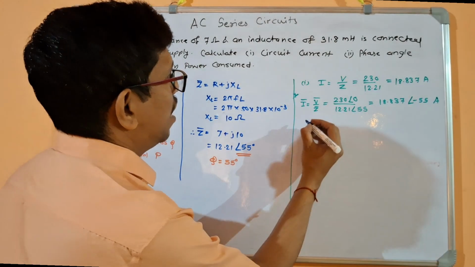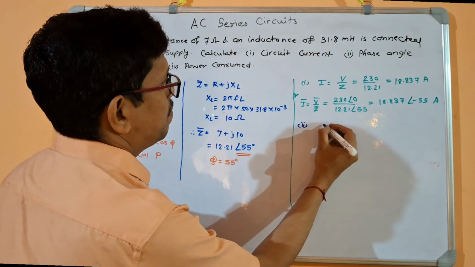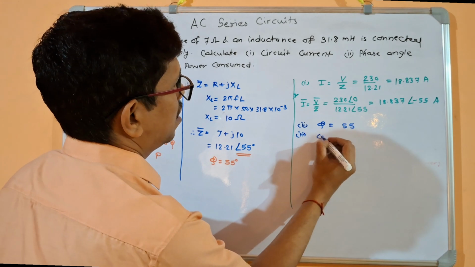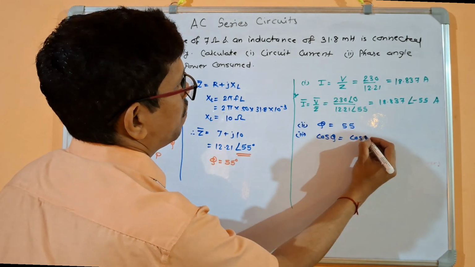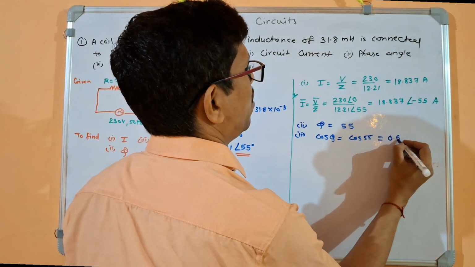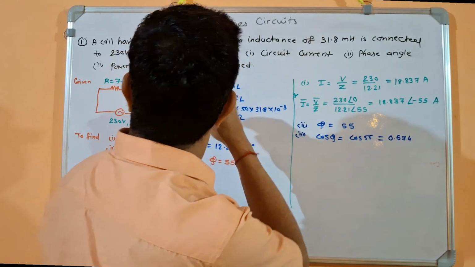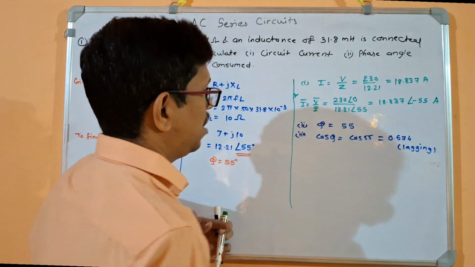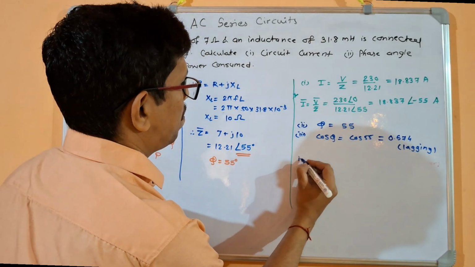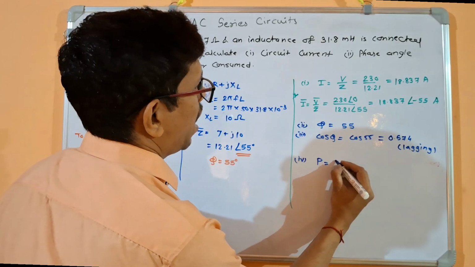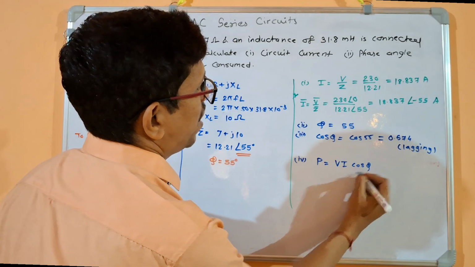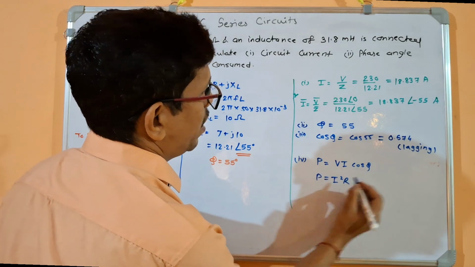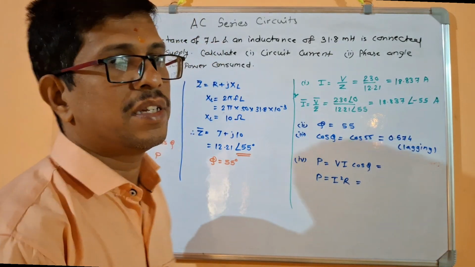Next is phi. Already we have found phi as 55 degree, and third is cos phi as cos 55, 0.574, and as it is an inductive circuit, this power factor we can write as lagging power factor. And finally total power P is equal to, either you can do VI cos phi or simply I square R. Both ways you can find, it will give the same answer.